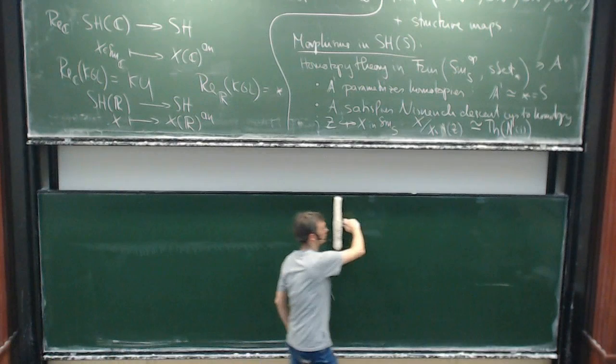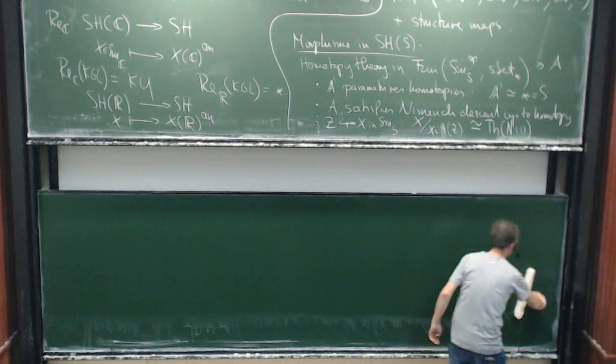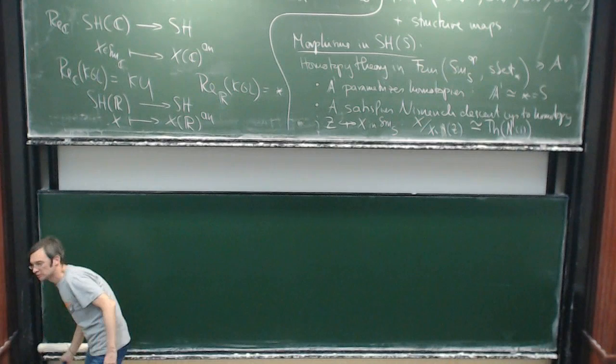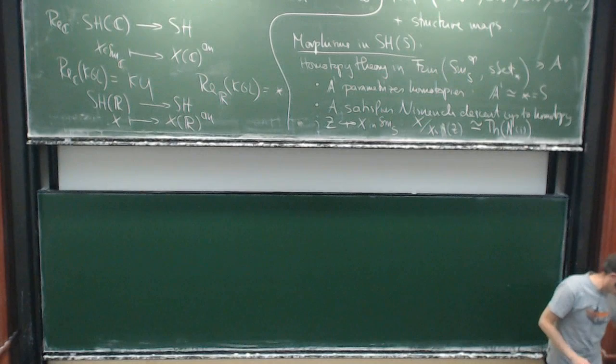So there are other topologies, and if you work over a field of positive characteristic, then the LDH topology is a different topology, which allows you to do similar things, provided you're willing to invert the characteristic of the base field. But there are some technicalities involved, and I do not want to address this.